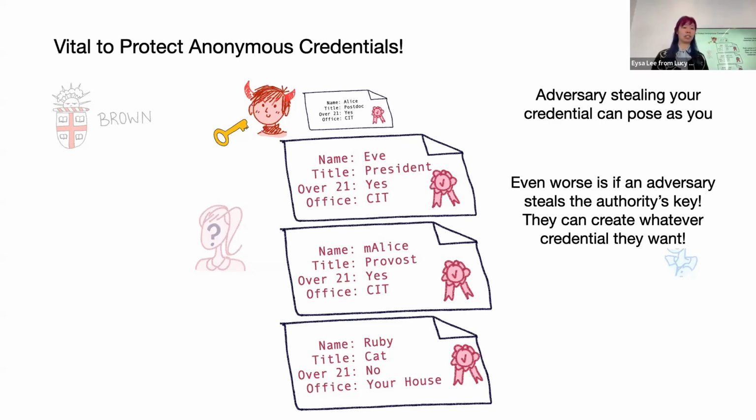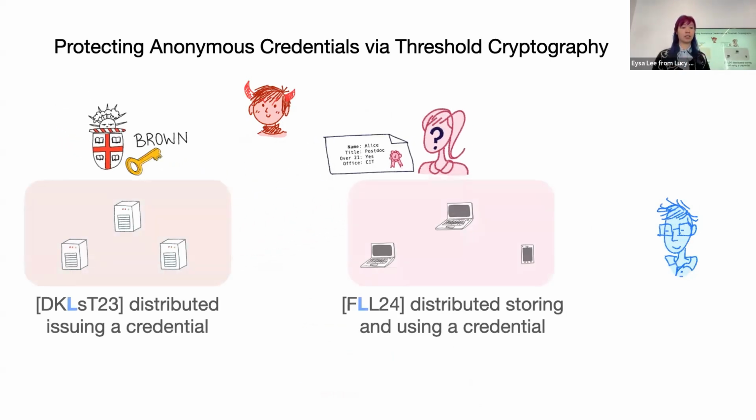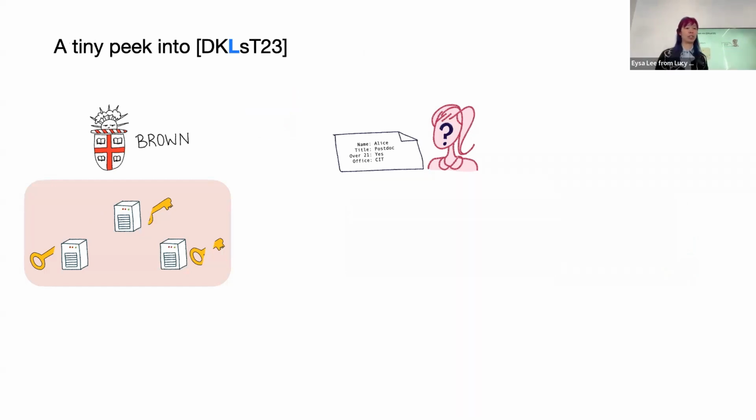And so I've also worked at the intersection of anonymous credentials and threshold cryptography, distributing these and reducing the single point of failure. So I've worked on both issuing this credential, so protecting the authority's key, and distributing the credential itself so that you don't have to store it on a single device, and you can jointly prove that you have this credential without ever reconstructing it in one place. And so I'm going to do a little tiny peek into this work on distributing the issuer's key.